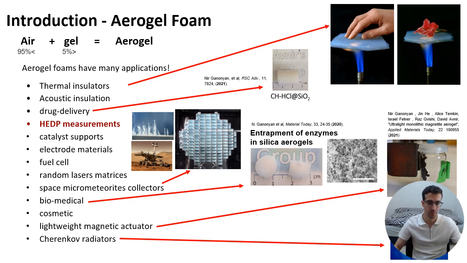In the top right of the screen, you can see an example of a thermal insulator made from aerogel that blocks the heat from passing through. Aerogels can also be helpful for drug delivery, for preventing the drugs from being damaged in the package. Another interesting application is HEDP measurements. I will elaborate on it in the rest of this talk. Other than HEDP, aerogels are helpful for collecting and analyzing high-speed dust movement in space. Aerogels are useful for biomedical applications, etc.